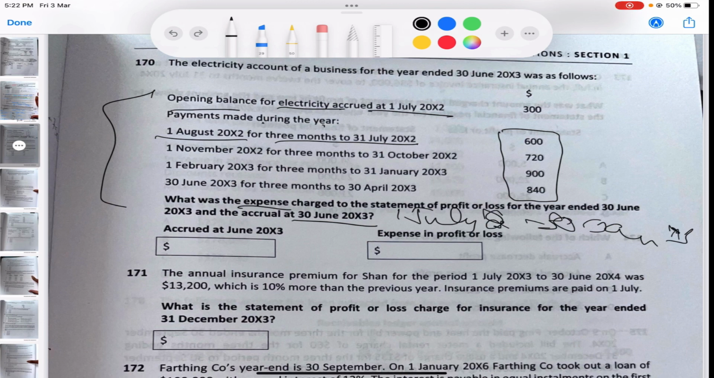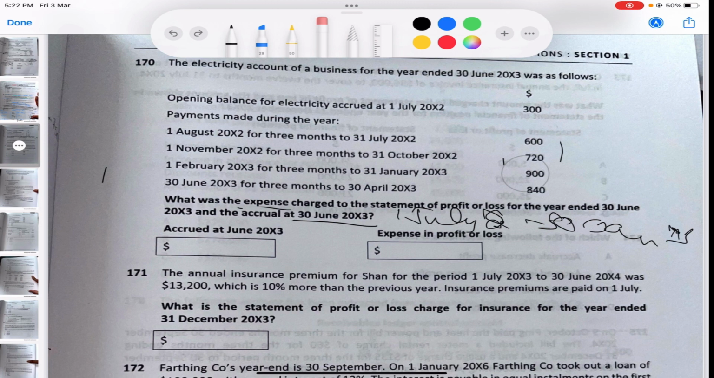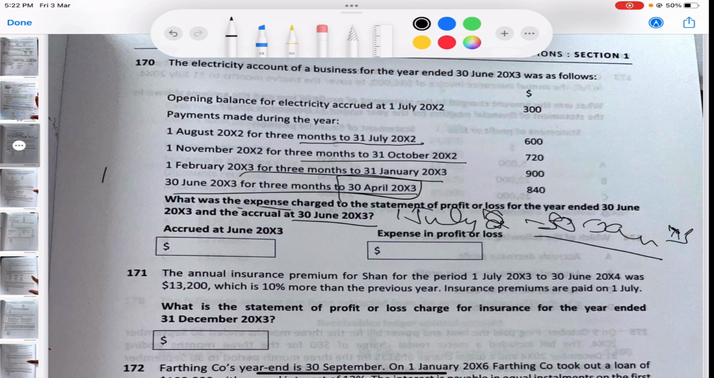Okay, let's see it in a very simple manner so that you don't get confused. Months up to 30 July 2002. Does it belong to this year? Yes, it does. 3 months up to 30 October. Does it belong to this year? Yes, it does. Does this belong to this year? No. Why? Because my year ends at 30 June 2003.